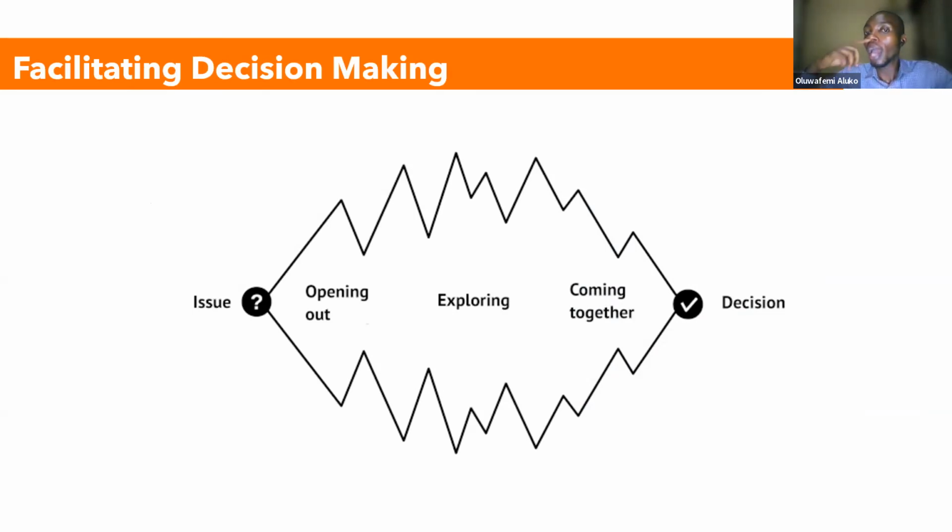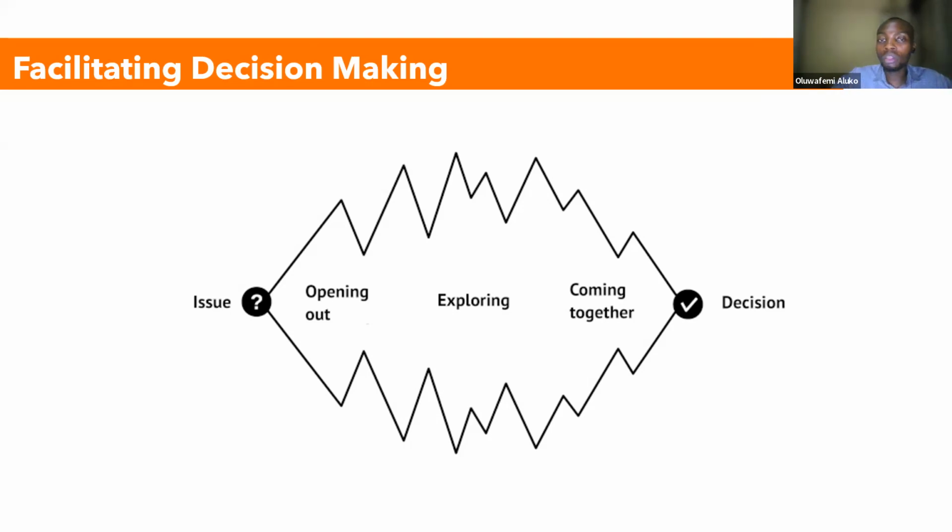So open out. After you take in the input, explore the different suggestions that they've made. Look at what this person has said, explore it. Is it workable? Look at what this other person has said, explore it. Is it workable? After that, come together, and let everybody agree on a point. And then from that point, decide on what you want to do going forward on that particular task, on that particular issue.